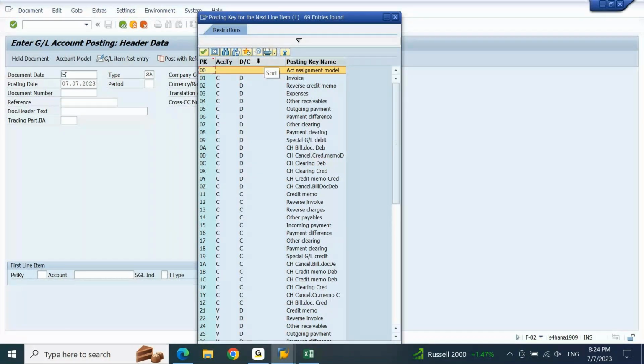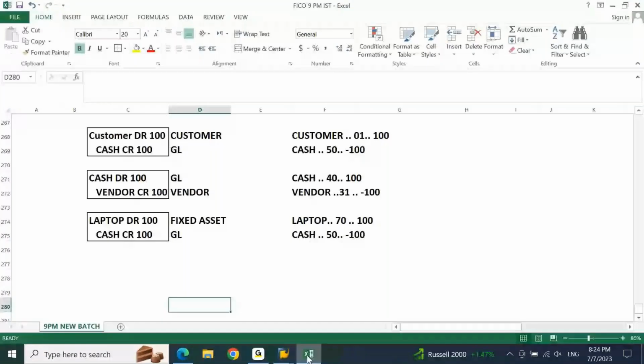From the front end point of view, it is your debit and credit. From the back end, from the technical point of view, it is your S and H. S is a debit, H is a credit. These points we will understand when we actually start posting the documents in SAP. Clear? Yes. All right. Any other questions on these debit credit posting keys, these accounting entries in short?